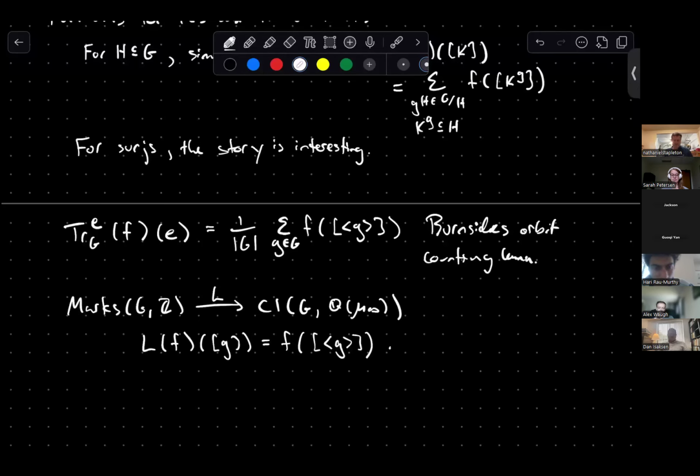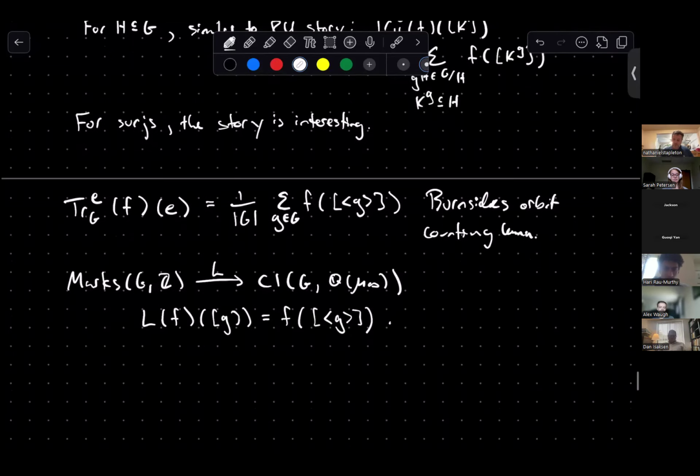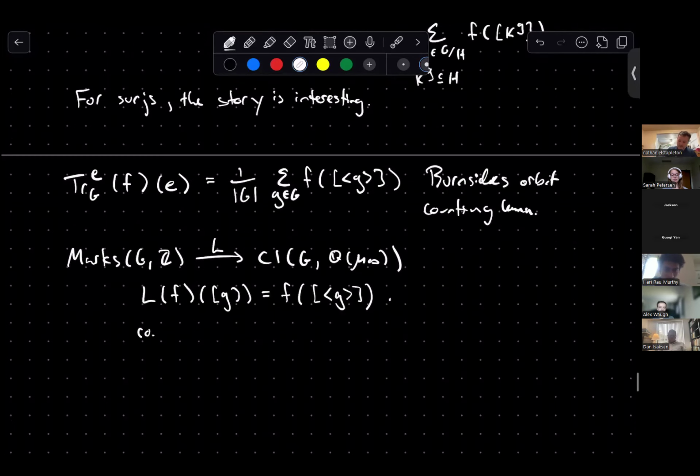So that's exactly what you would hope for if you tried to write down a formula like this, and that turns out to be the right thing. And then all of this is compatible with the map L from the Burnside ring to the representation ring, and for all the formulas for restrictions and transfer maps and stuff like this. Okay, so I'll write: compatible with restriction and transfer.